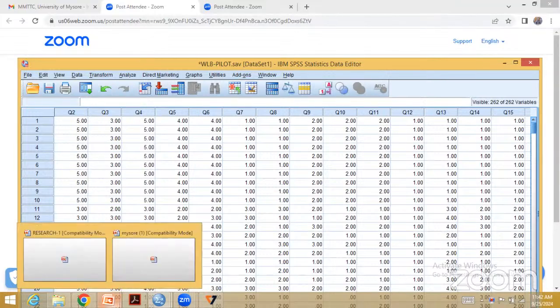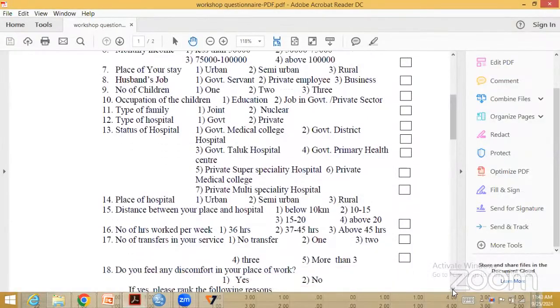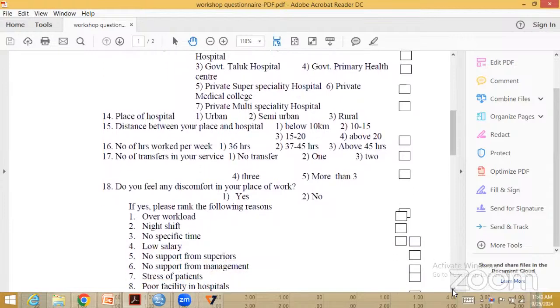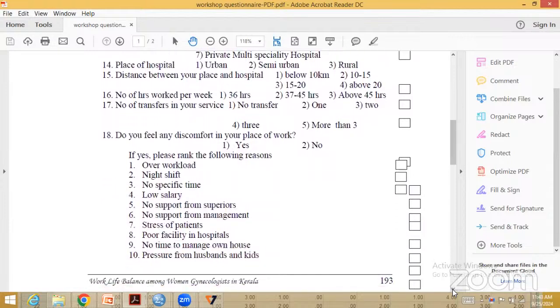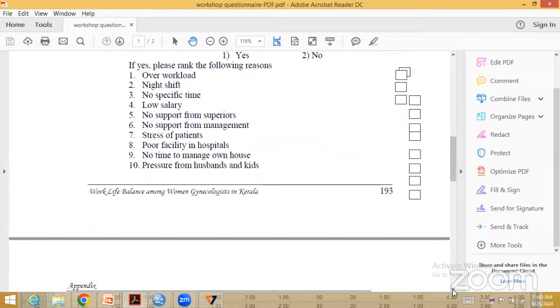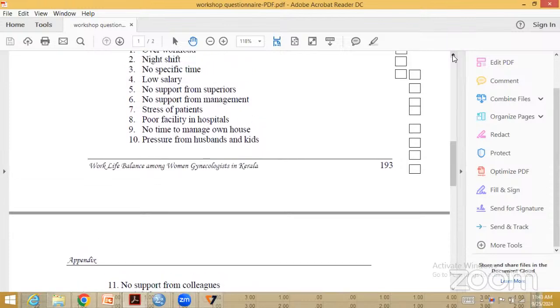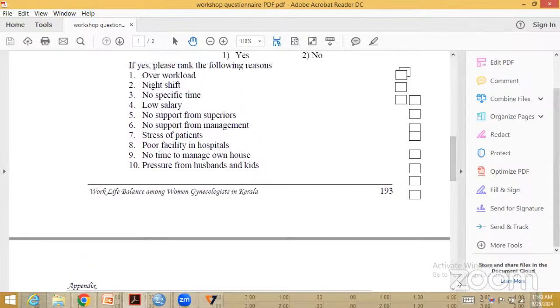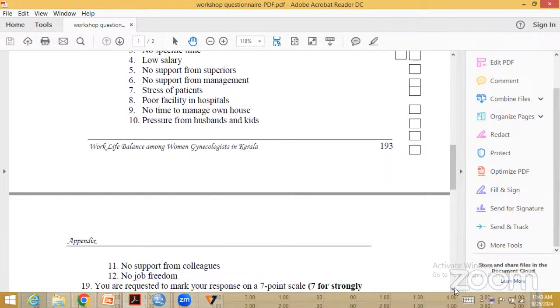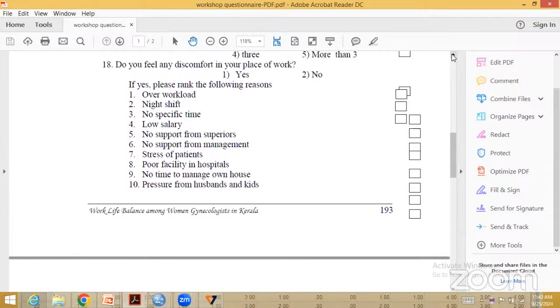I request your attention to this questionnaire. Question number 18, dichotomous effect. Yes or no? If it is yes, what are the factors affecting discomfort? We have 12 factors identified which create discomfort, starting from overworkload to no job freedom. These are the factors which create discomfort in the workplace of women gynecologists.